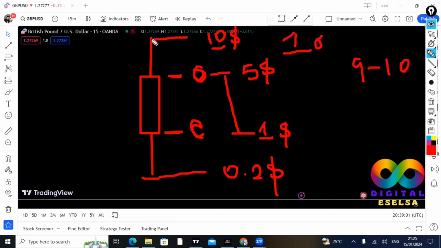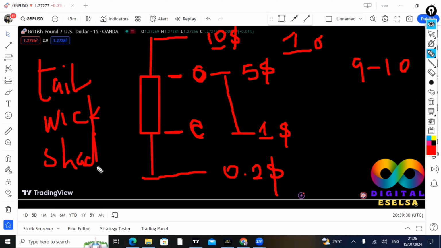So the wick of the candle is telling us how high or how low sellers and buyers were able to push the market, either up or down, within that particular time frame. That is the significance of the candlestick wick, or the candlestick shadow, or the tail. You can call it tail, wick, or shadow. You have upper tail, upper shadow, or upper wick, and lower tail, lower shadow, or lower wick. That is the significance of the wick.